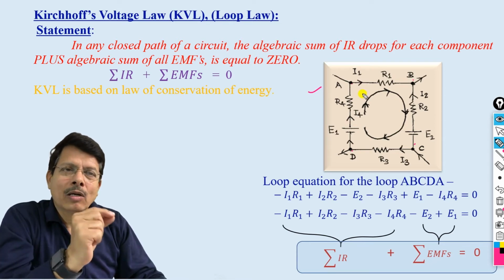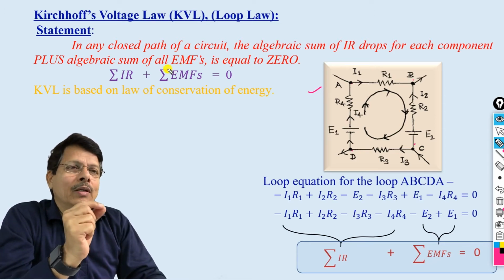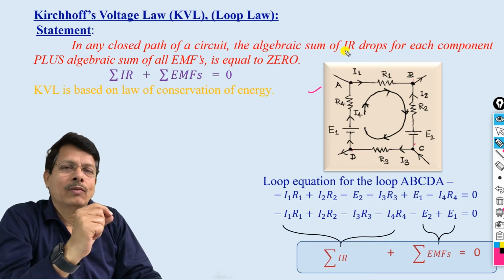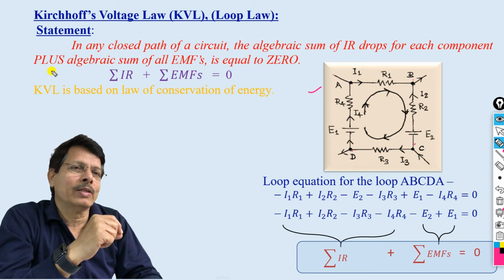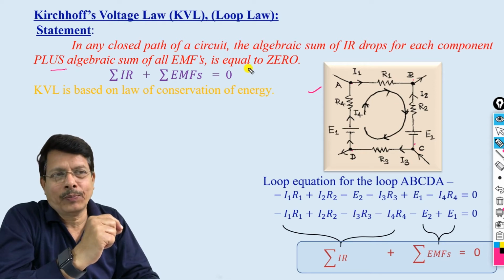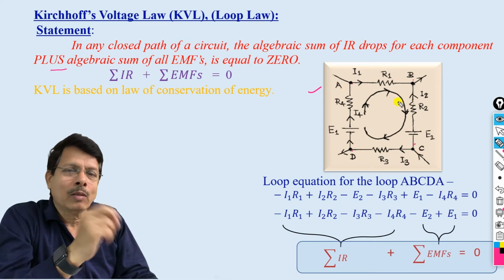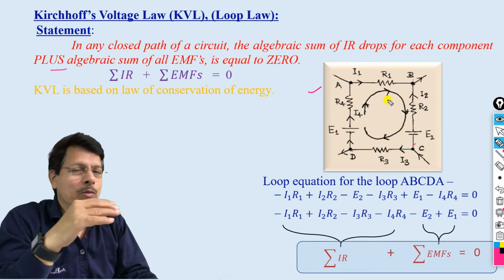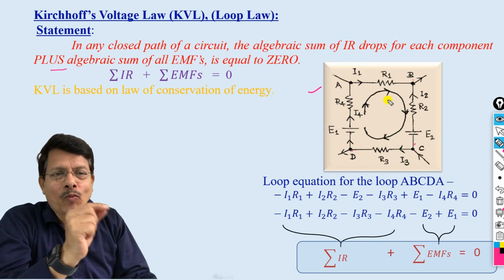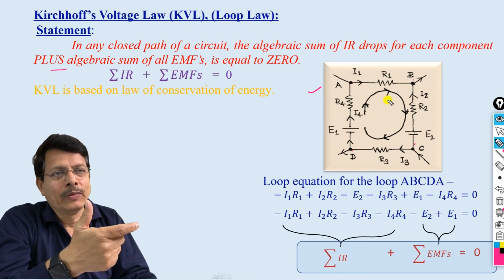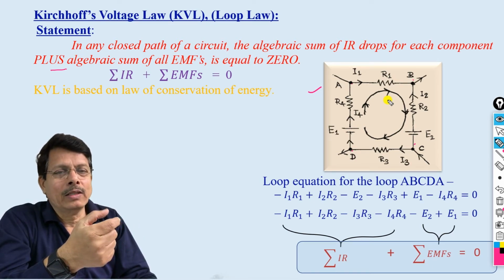And this Kirchhoff's voltage law states that in any closed path of a circuit, the algebraic sum of IR drops for each component plus the algebraic sum of all EMFs is equal to 0. So actually this law is about the voltage drops and voltage differences between different points in a closed path. When a charge moves from one point and comes back to the same point, there is no change in its energy, there is no potential difference, and that is 0.